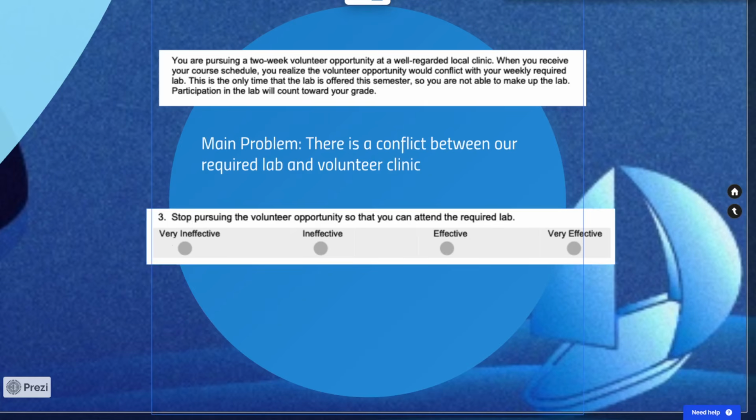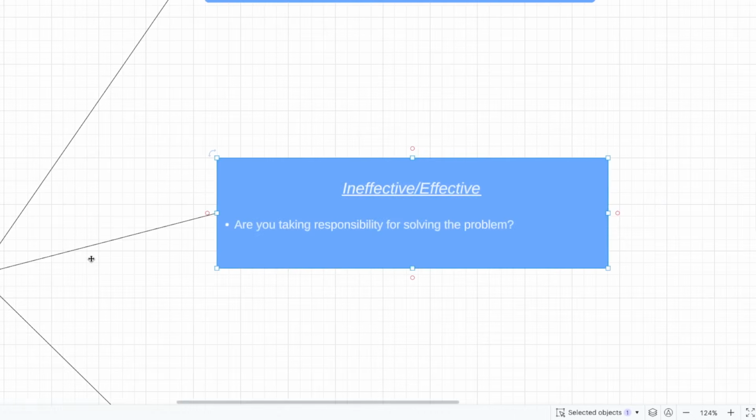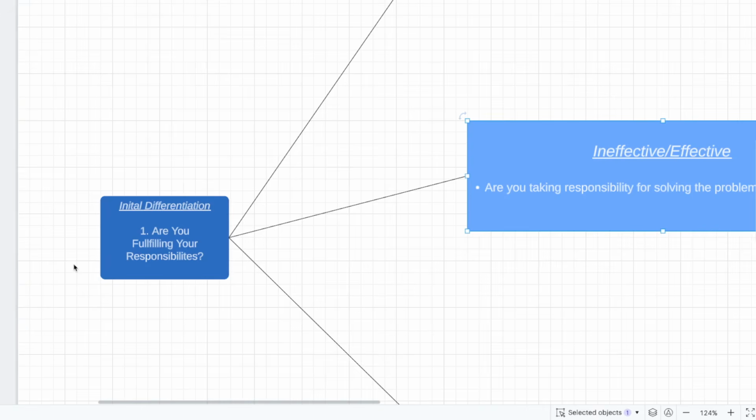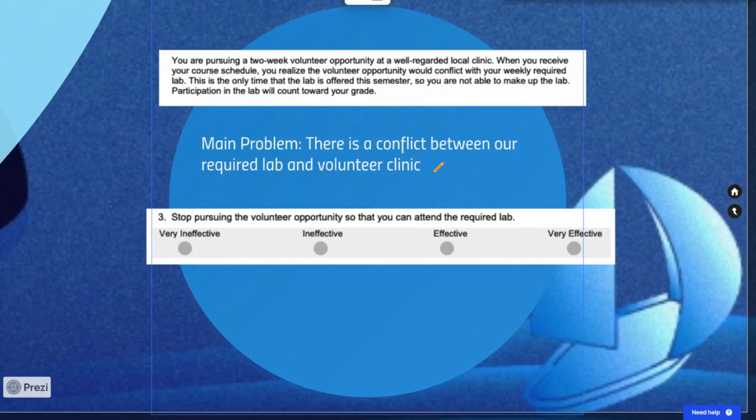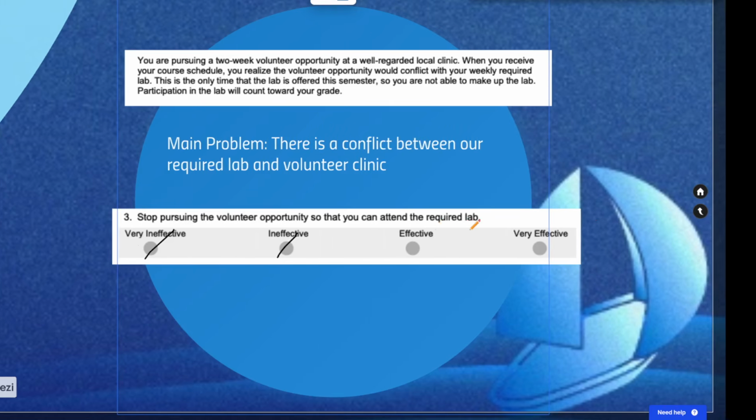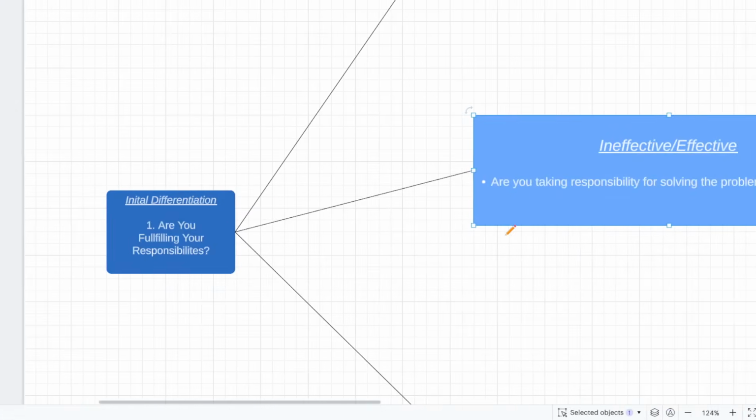So let's go back to the first question we're going to ask to make our initial differentiation. Are you fulfilling your responsibilities? For this one, yeah, you are. You're stopping your volunteer opportunity and you're attending the required lab. So for this one, I'm gonna go to either a 3 or 4 because we are fulfilling our responsibility. All right. So how do we differentiate between an effective and a very effective response?